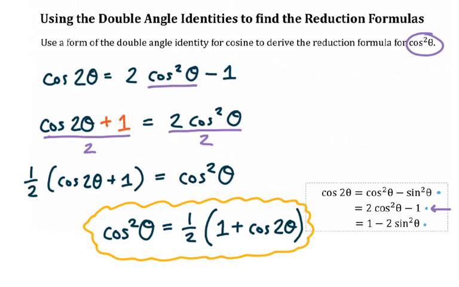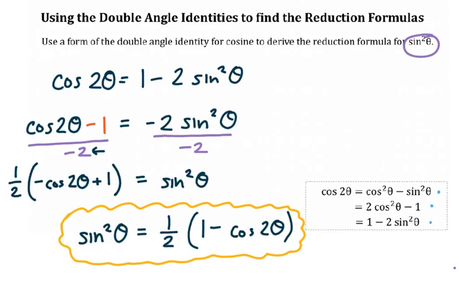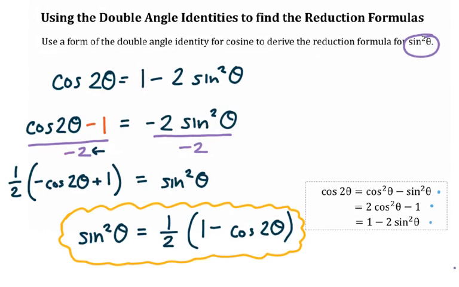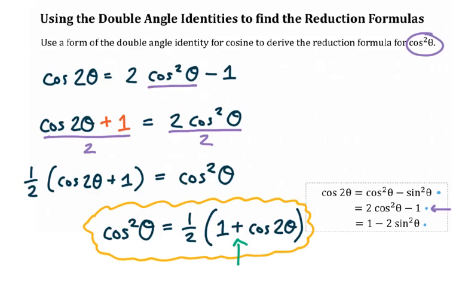Take a quick peek at these two end results and how similar they are. Sine squared theta was half of 1 minus cosine 2 theta, whereas cosine squared theta is the same thing except for this sign in the middle changed to a positive. So you don't have to commit these to memory, though if you take more math you likely will, but that is one important distinction. It's just the sign in between that changes.